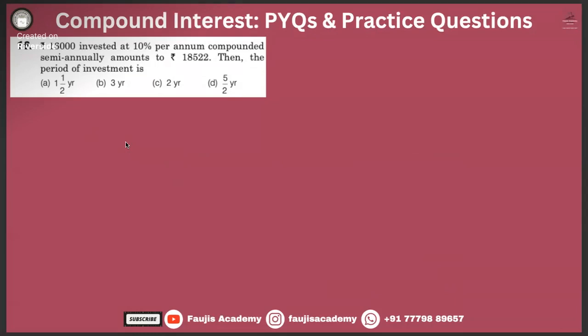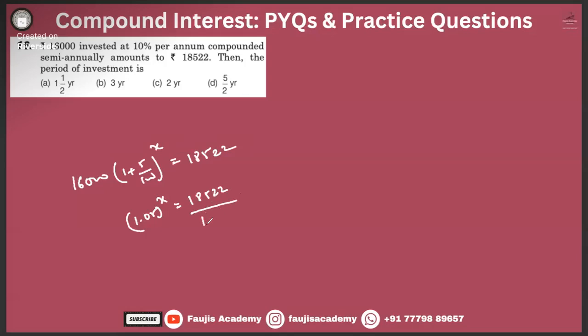Okay, 16,000 invested at 10% per annum compounded semi-annually amounts to 18522, then the period of installment is? So 16,000 into 1 plus 5 by 100, or 1.05, raised to the power x is equal to 18522. That means 1.05 raised to the power x is equal to 18522 divided by 16,000. How much is this value?